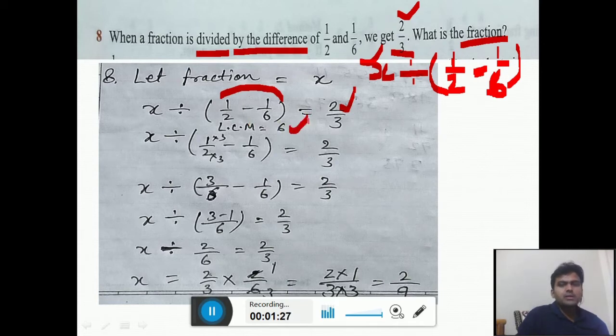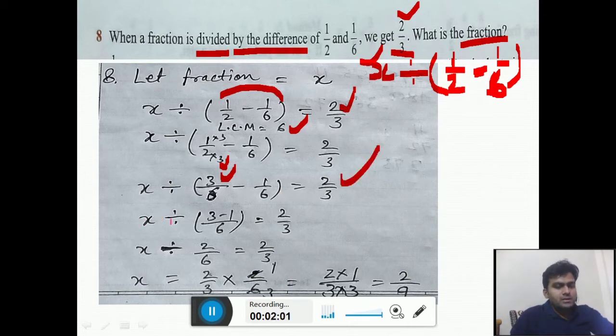So the LCM is 6. This 1 upon 2 has the denominator 2, so we have to make this 2 as 6. So multiply this 2 by 3 to make it 6. If we are multiplying 3 in the denominator, we have to multiply in the numerator also, by 3. So the numerator and denominator now become 3 upon 6. Then minus sign, so minus 1 upon 6 is equal to 2 upon 3.